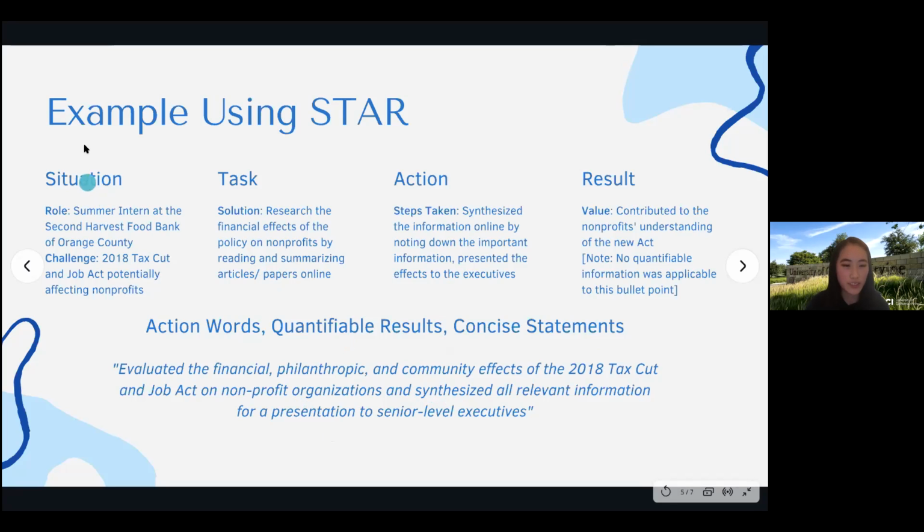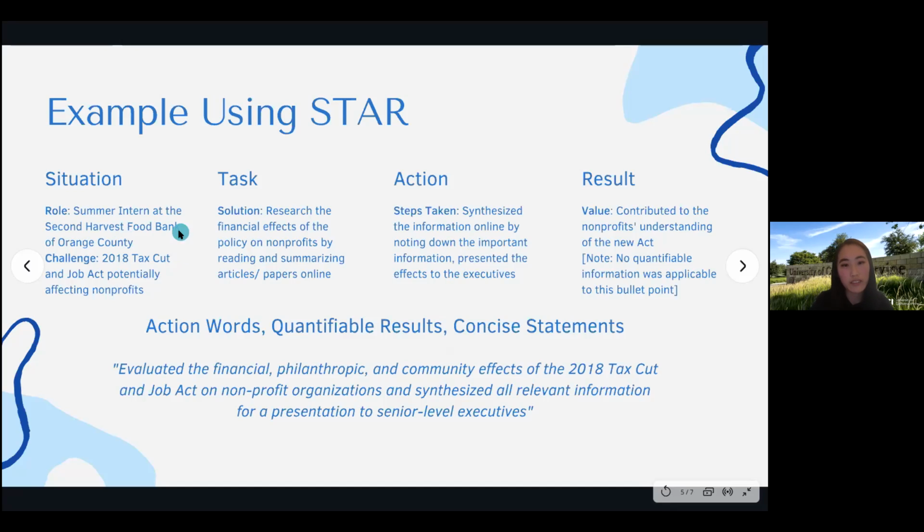So to begin with the situation, in the summer of 2018, I was an intern at the Second Harvest Food Bank of Orange County. And the situation at hand, or one project that I worked on during my time there, was to look at this tax cut. That year, there was a new act that came out that has a tax cut, and this was potentially going to affect nonprofit organizations such as the Second Harvest Food Bank. So obviously, this is a big problem in our organization.